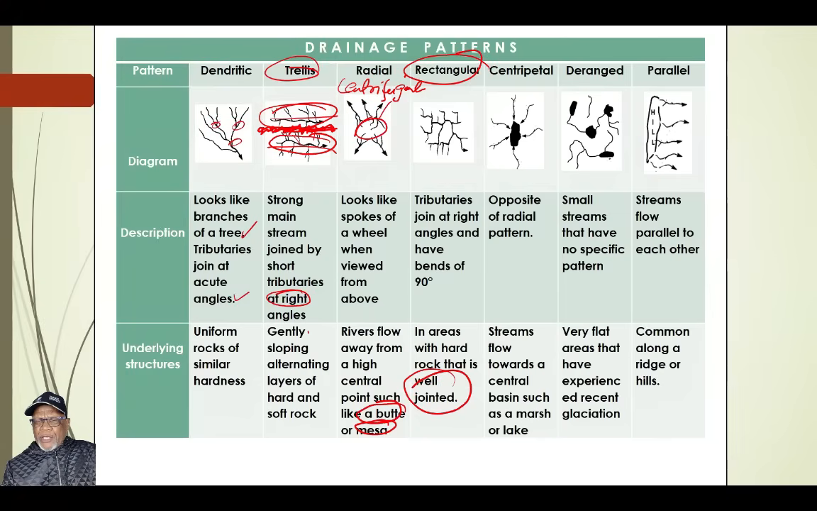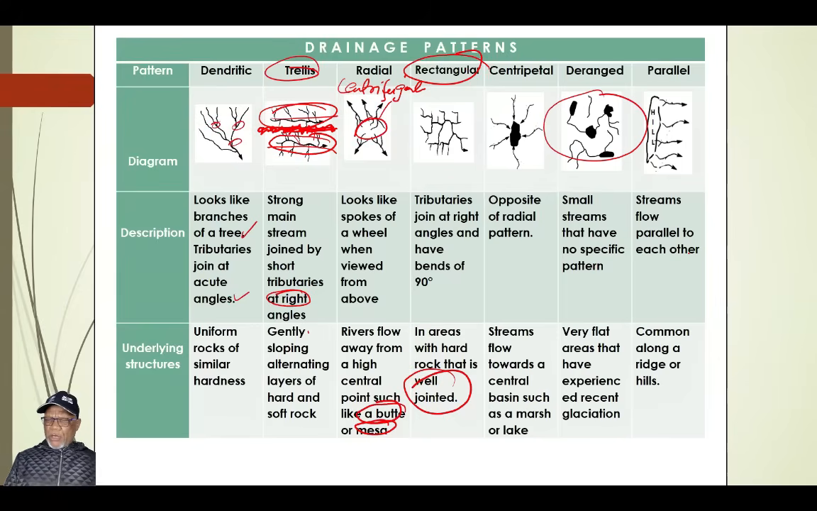And then what do we have here? We have the deranged pattern. The deranged pattern, like the name says, doesn't have a definite pattern. The streams flow in and out of lakes. It is usually found where there has been glaciation, which is the moving or flowing ice. So that is where it is usually found. And then we have the parallel pattern, which is usually found where the gradient is very steep, like a hill. Streams flow parallel to each other because of the steeper gradient.